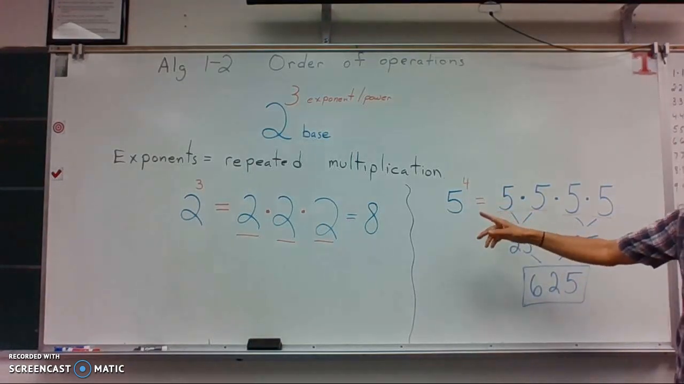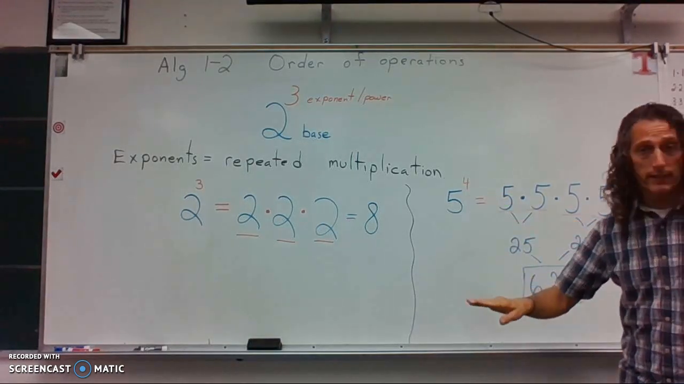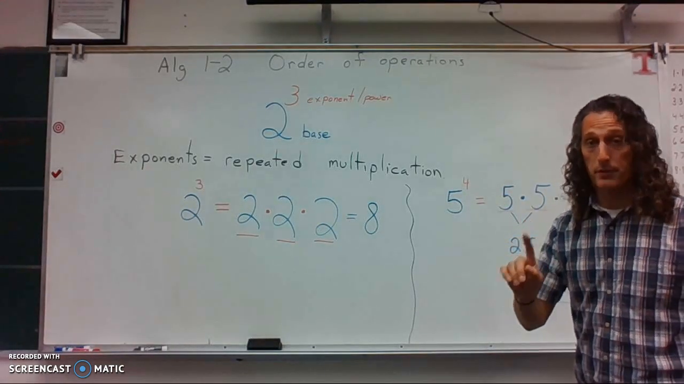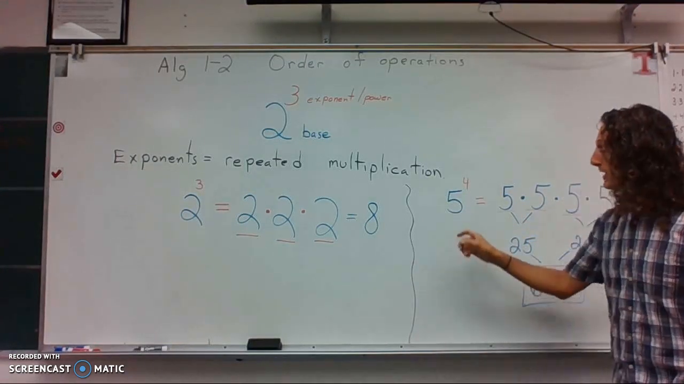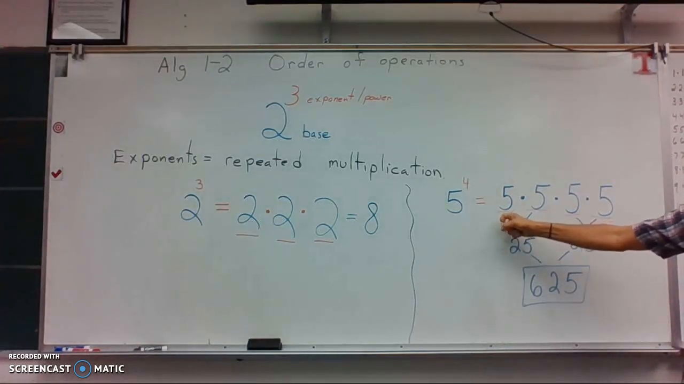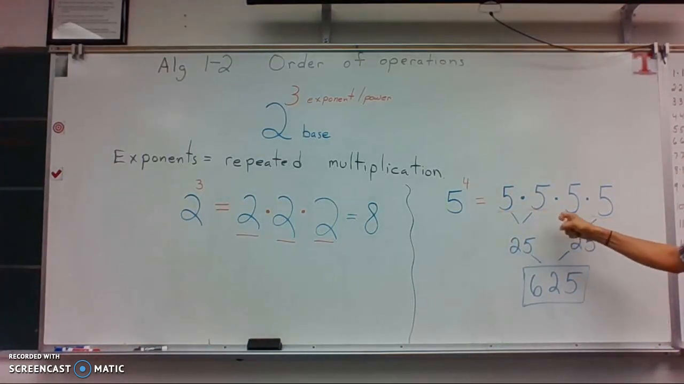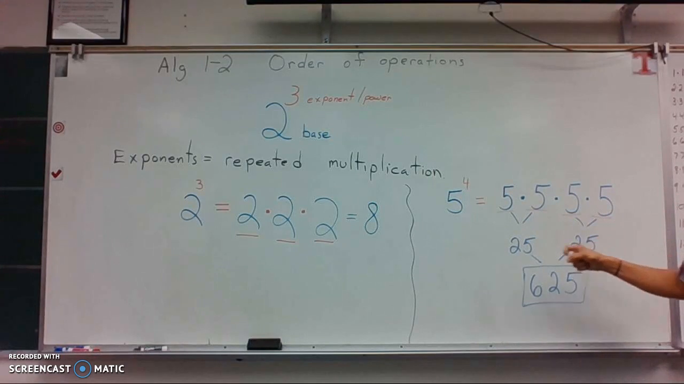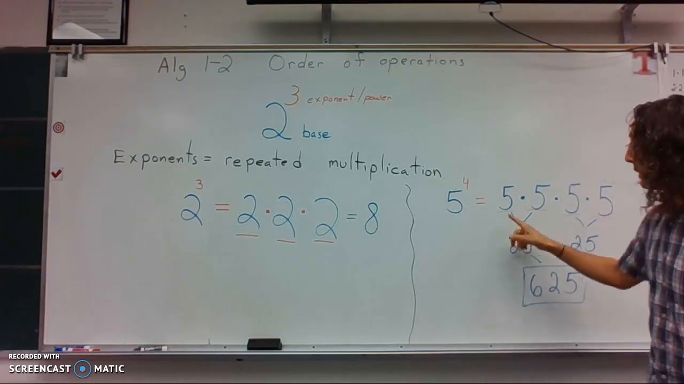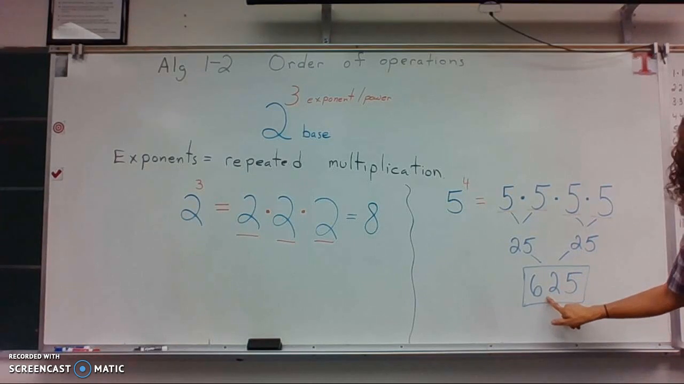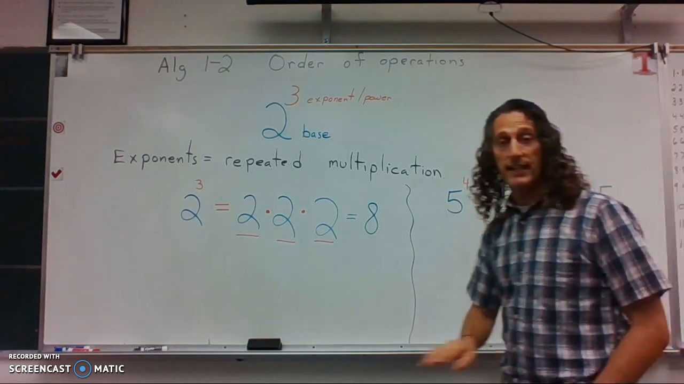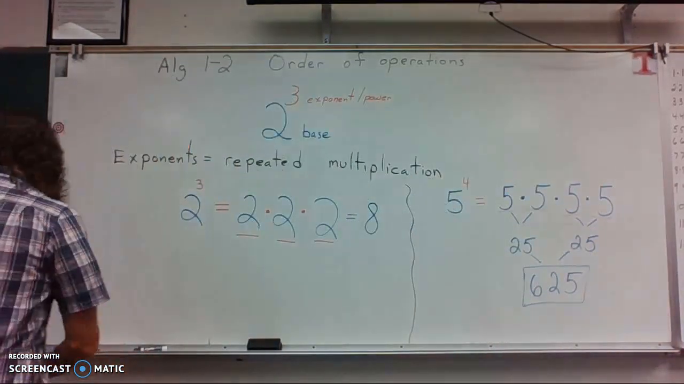And again, you don't go 5 times 4 and make 20. That's just single times. Exponents is repeated times. So you take this base, you write it out literally 4 times. You put multiplication, and you can see it's going to be a way bigger number. So you have 5 times 5 is 25, this 5 times 5 is 25, and 25 times 25 is 625. So that's it on exponents.